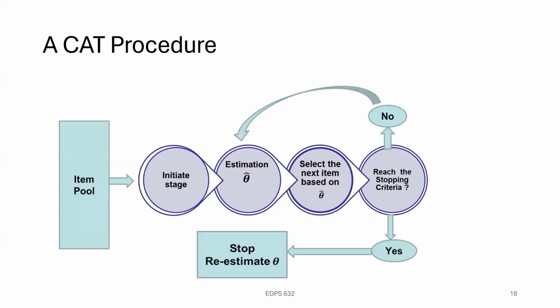Okay, here is the diagram. We have the item bank, we have the initial stage. You can have a best guess on the student's ability level. And then from that ability level, you select items. And then you need to check, should we stop? If no, then you select an item again, estimate again, select an item again, estimate again, until you have met the stopping criterion, then you stop. When you stop, you need to re-estimate the final ability estimation. So this is the basic, very fundamental component design in computerized adaptive testing.